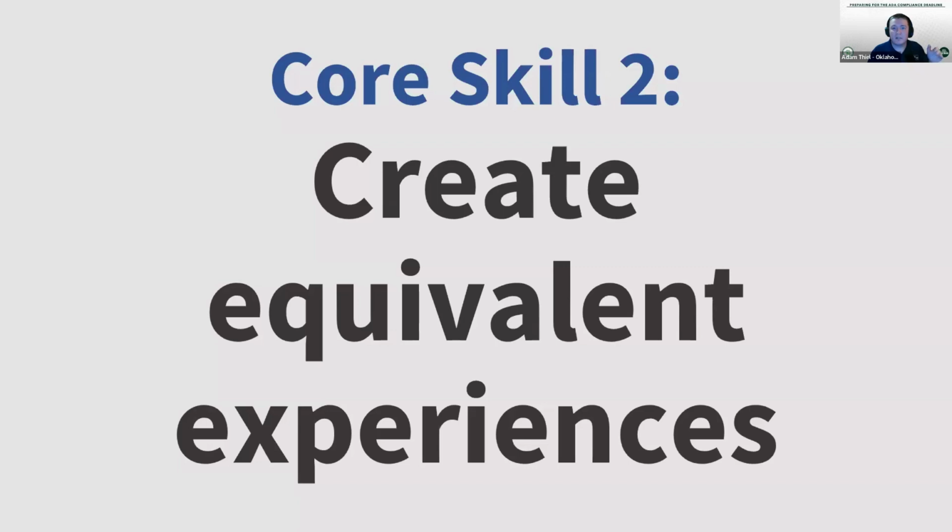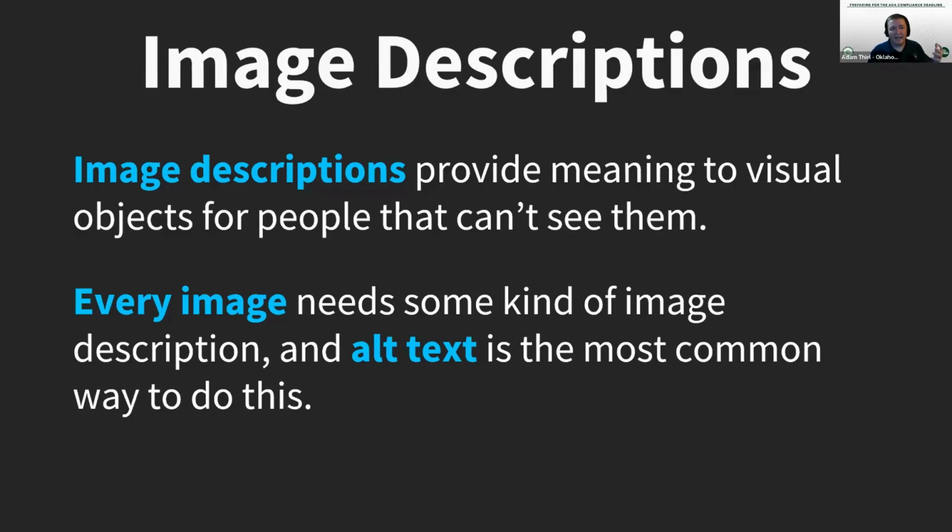For the second skill, creating equivalent experiences, you want to make sure that you're taking into account that no two people are going to experience your content in the same way. Everybody's got different preferences or abilities. And so you need to be trying to design your content in a way that facilitates everybody being able to experience it. One of the most common ways to do that is by adding image descriptions.